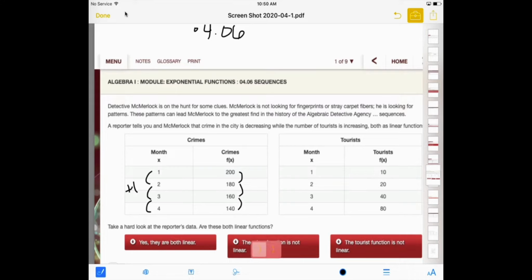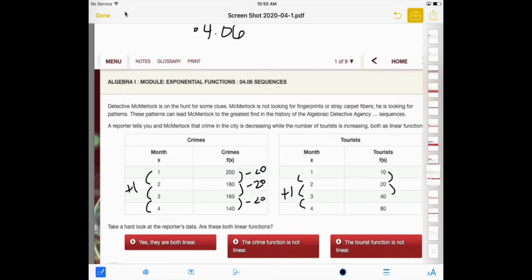For the crimes, you've got 200 to 180 to 160 to 140, -20, -20, -20. So there is a pattern happening here. It's decreasing by 20. And anytime you're adding or subtracting, that counts as something we call a linear or arithmetic sequence that we'll talk about a little bit later. For the months, we've got +1, +1, +1 as well.